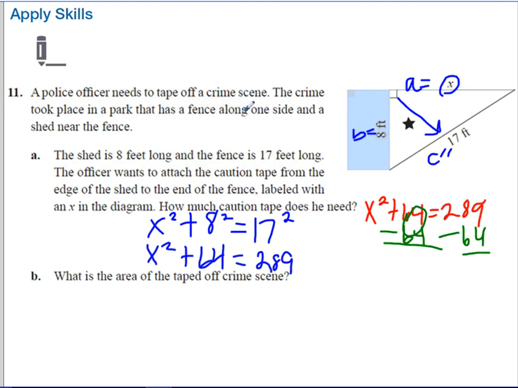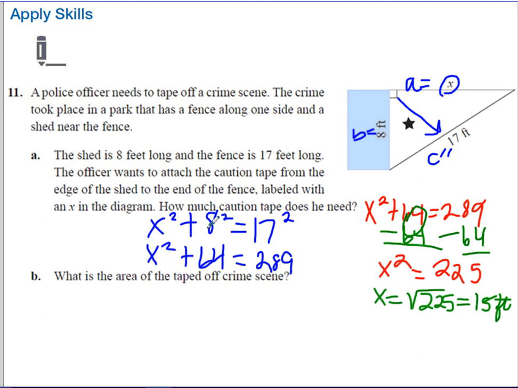So we can zero that out. And so our X squared equals 225. So again, to get x by itself, we need to take the square root of 225 to undo that square, which gives us 15. And that's in feet. So our missing side was 15 feet long.